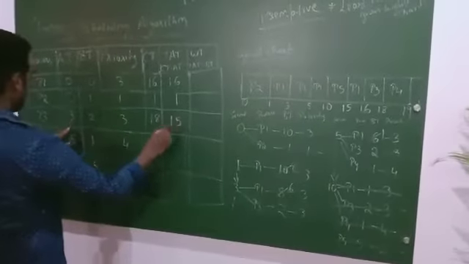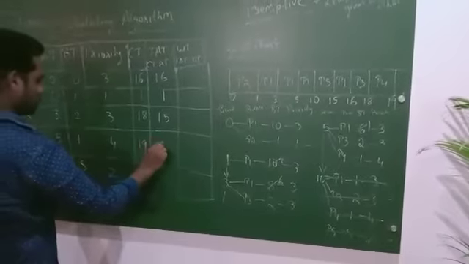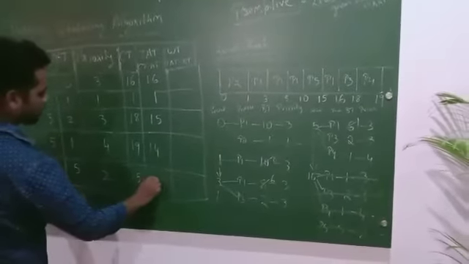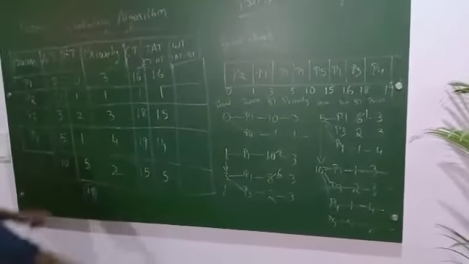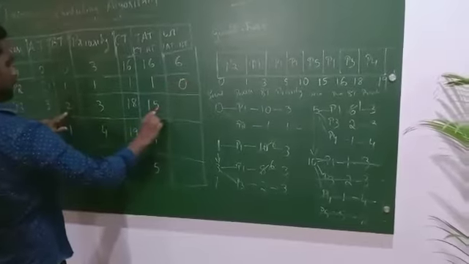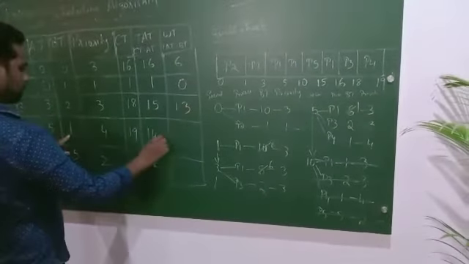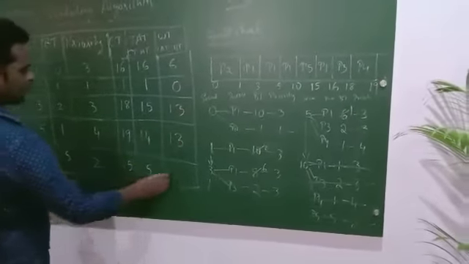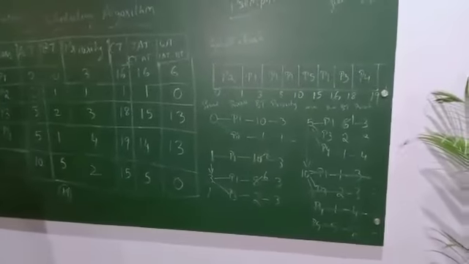Now turnaround time is completion time minus arrival time: 16 minus 0 is 16, 1 minus 0 is 1, 18 minus 3 is 15, 19 minus 5 is 14, 15 minus 10 is 5. Waiting time is turnaround time minus burst time: 16 minus 10 is 6, 1 minus 1 is 0, 15 minus 2 is 13, 14 minus 1 is 13, 5 minus 5 is 0. So that's it.